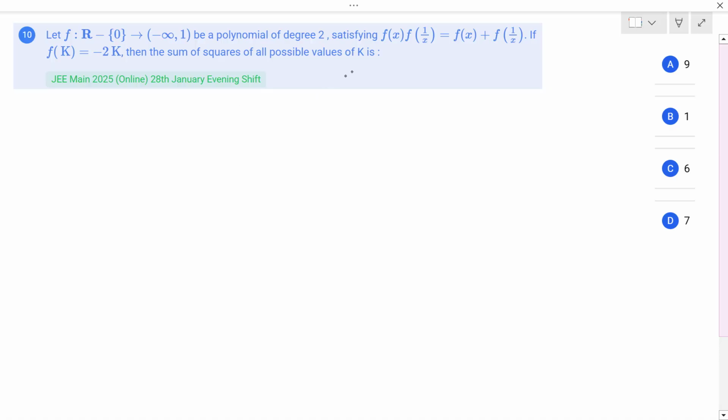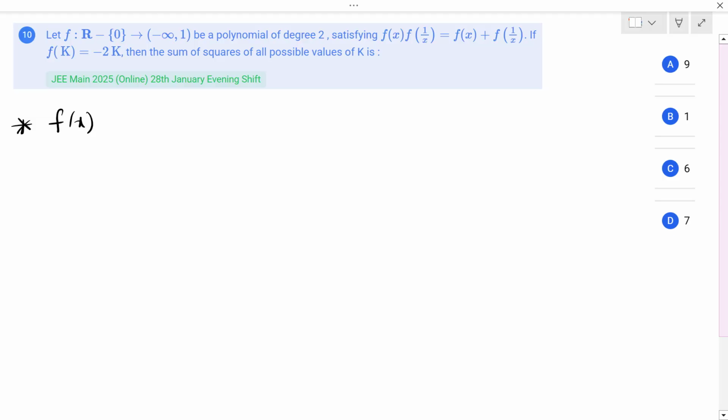Why? Because you can see he has not given any function. So technically speaking, he is asking us to find the function. Once the function has come, it is simply f of k is equal to minus 2k, deal done. Achha. So he has given a function in some terms.